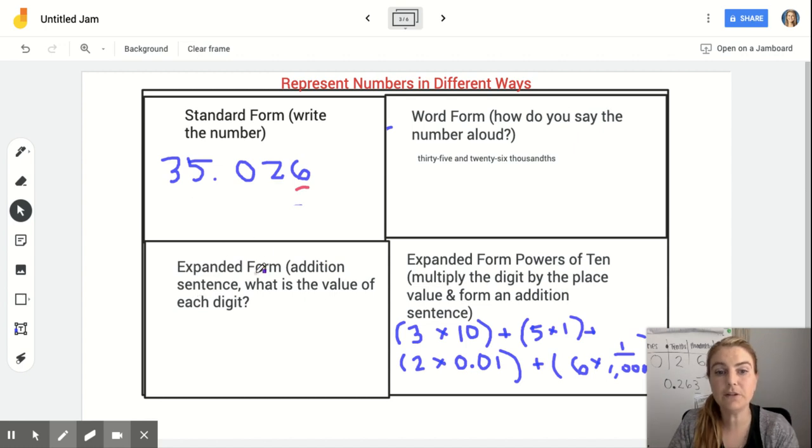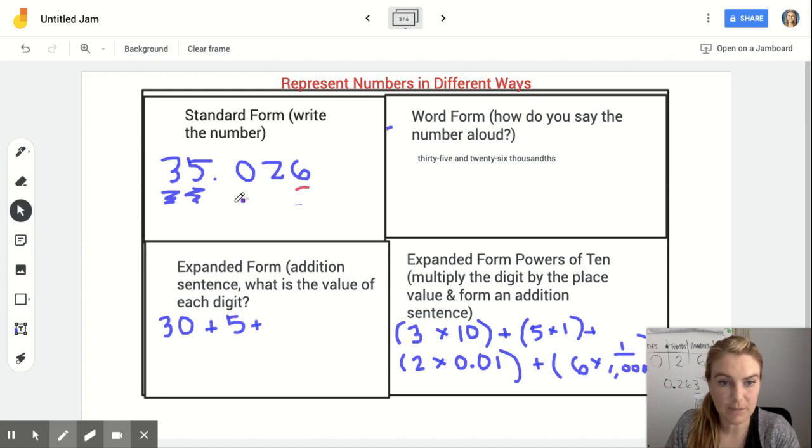And this one over here says expanded form, and then addition sentence, what is the value of each digit? Well, basically what I'm going to do is I'm going to multiply these out and write in the value of each of the digits based on its place value. So 3 times 10 is what we wrote over here. What's 3 times 10? It was 30. I want to basically write out what this 3 represents. This 3 in the tens place value represents 30 or 3 tens, okay? 5 times 1, or what does this 5 right here represent? Plus, that's just 5 ones.